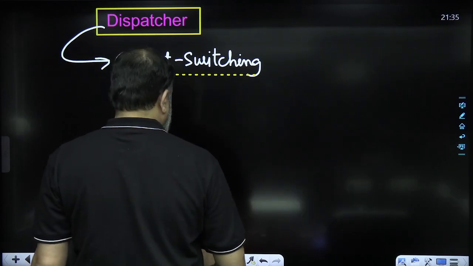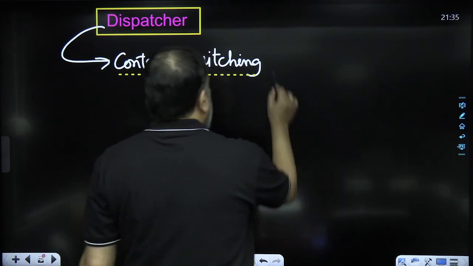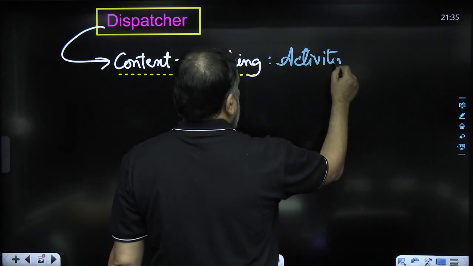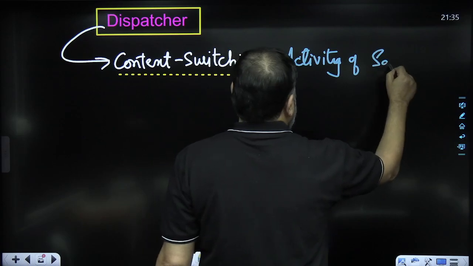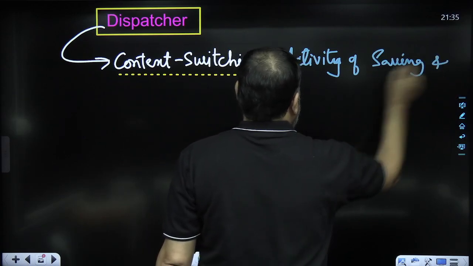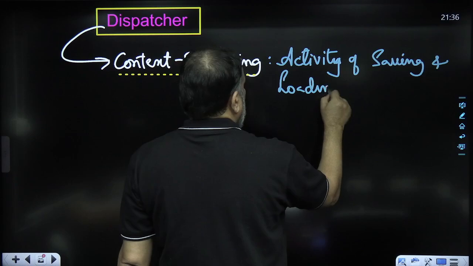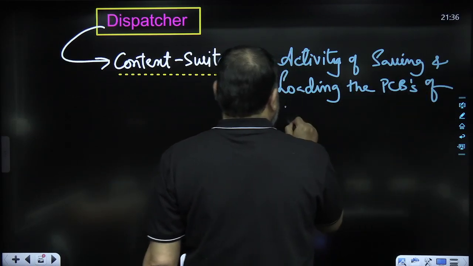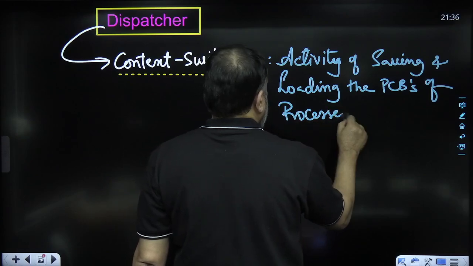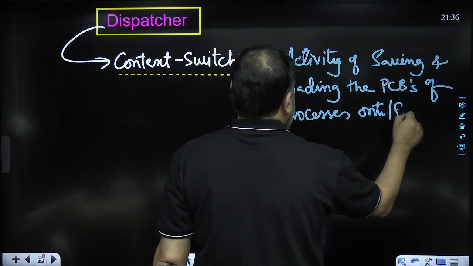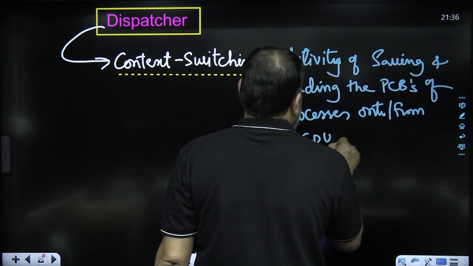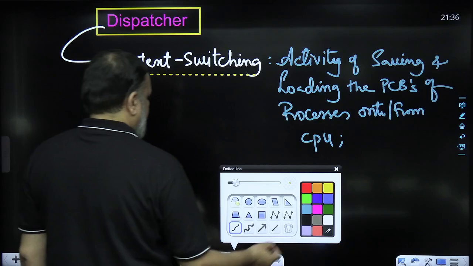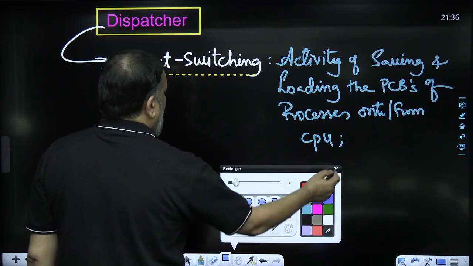Context switching is an activity of saving and loading the PCBs of processes on to or from the CPU. Loading and saving the PCBs. So context switching is an activity carried out during a process switch.